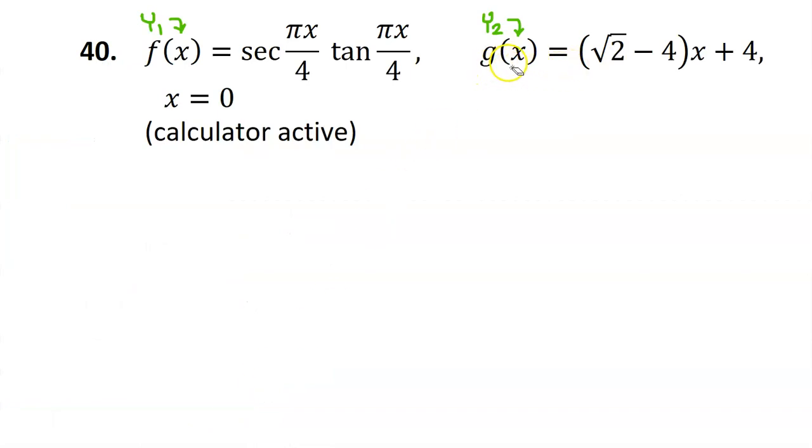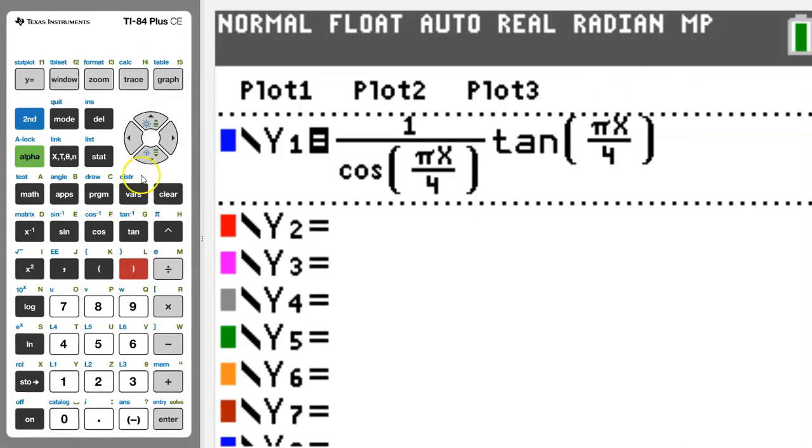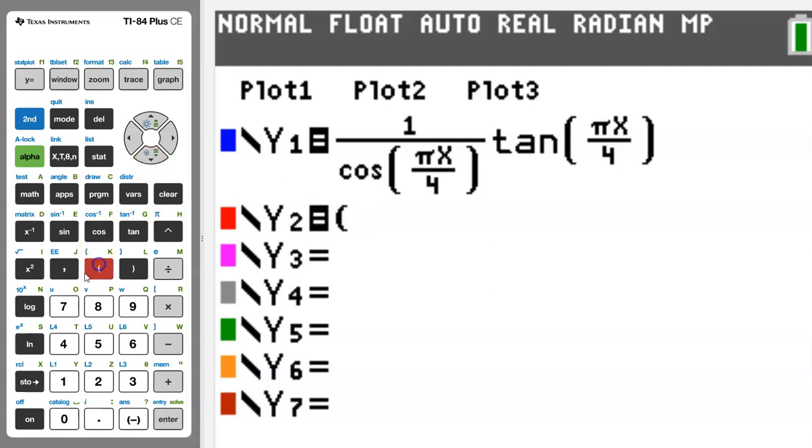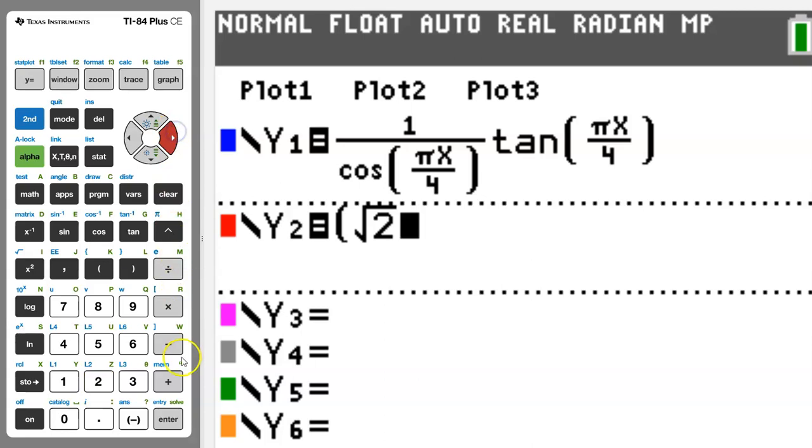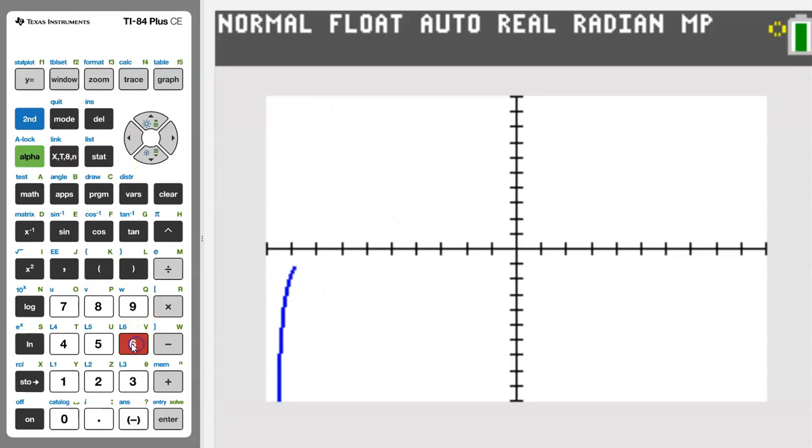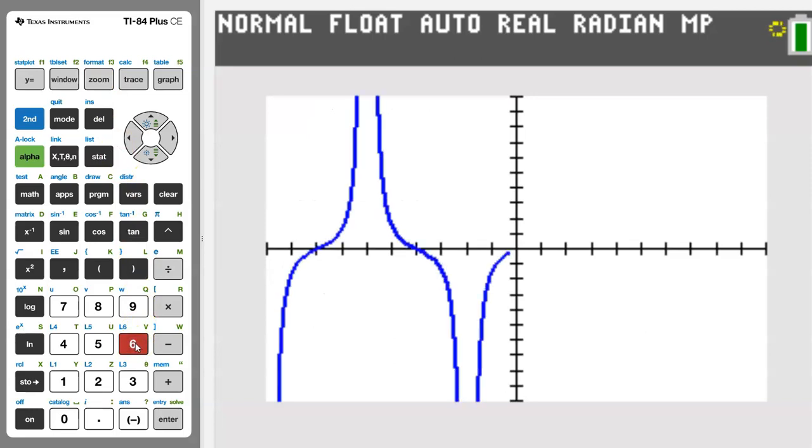Let's type g of x into y2. So this is the square root of 2 minus 4 times x, and plus 4. Let's hit zoom 6 to get our first glimpse of what the graph looks like using a standard 10 by 10 window.